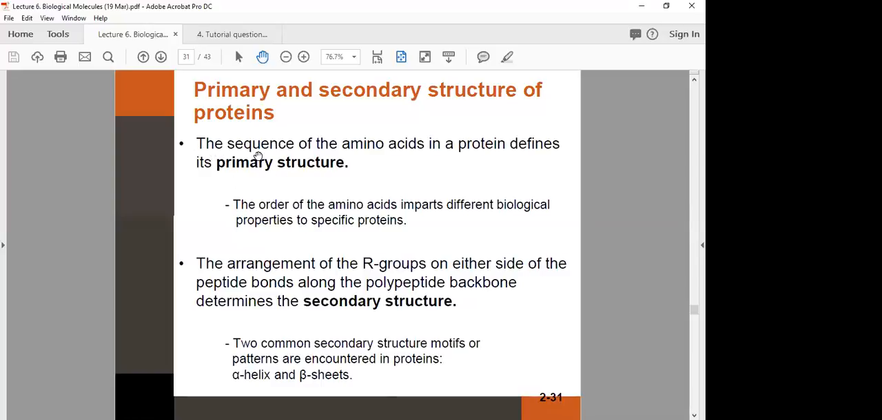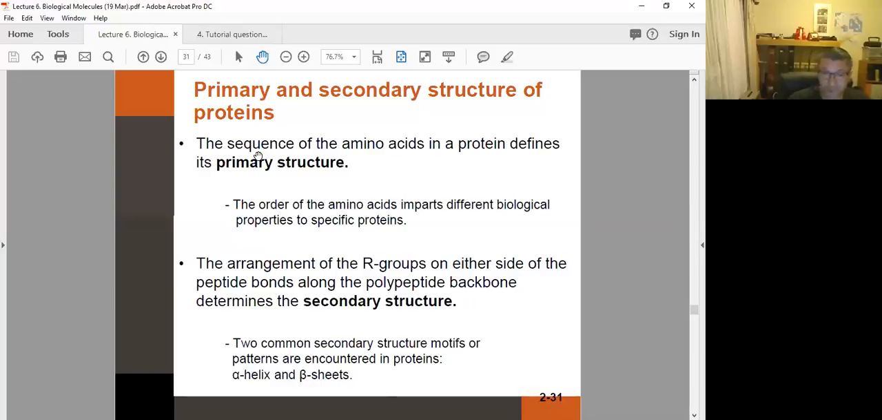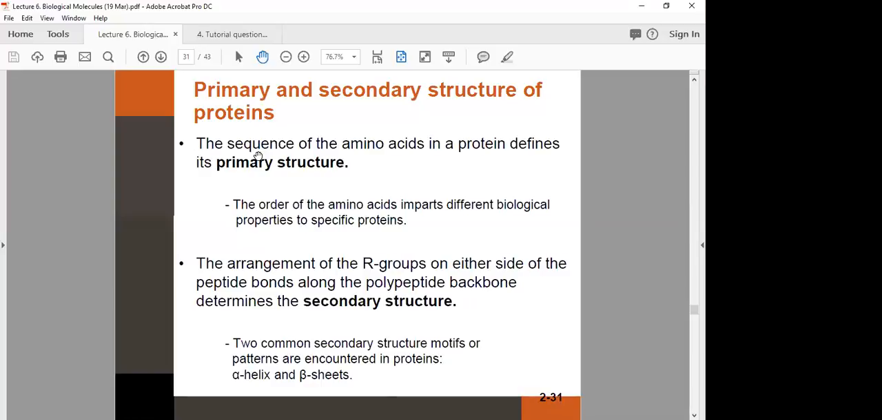The actual sequence or order of the amino acids in a polypeptide chain defines what's called its primary structure. And this different order of amino acids in different polypeptide chains will give different biological properties to specific proteins. Okay, that's all you need to know. Primary structure refers to the order or sequence of the amino acids within the chain.